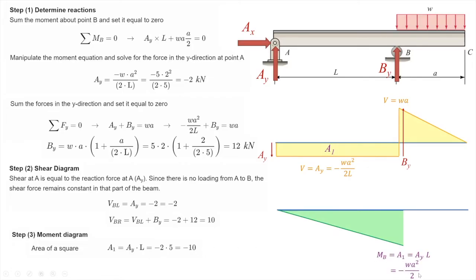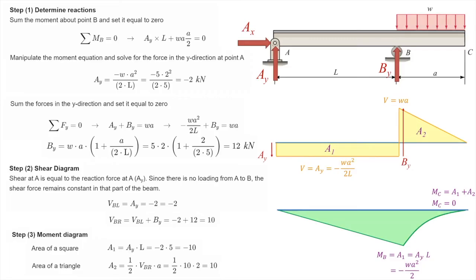When moving from left of B to the right of B, there is no jump because there is no concentrated moment. After point B, the moment diagram goes up because of the area under the shear diagram. The magnitude of the moment diagram at the very right end is equal to the initial moment at point B plus area 2, which is the area of the triangle of the shear diagram on the right side. The area of that triangle is 1/2 of its base multiplied by its height, which is WA squared over 2. And that gives 0 moment at the very right end of this beam, which shows the calculation is correct, because at the very right end, there is no fixed support and there is no concentrated moment.